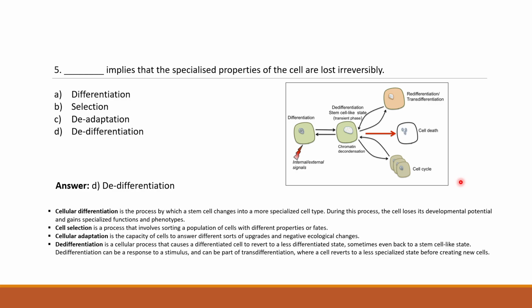So dedifferentiation can be a response to a stimulus and can be part of transdifferentiation. Transdifferentiation is nothing but when your dedifferentiated cell is differentiated to some other type of cell. So that is transdifferentiation. And then the cell refers to a less specialized state before creating new cells. That is also there, where it enters into the cell cycle.